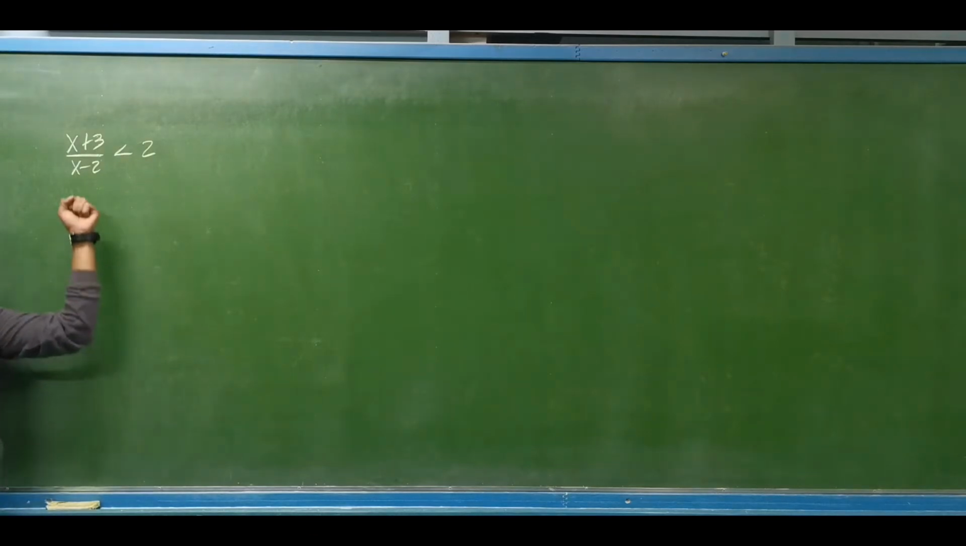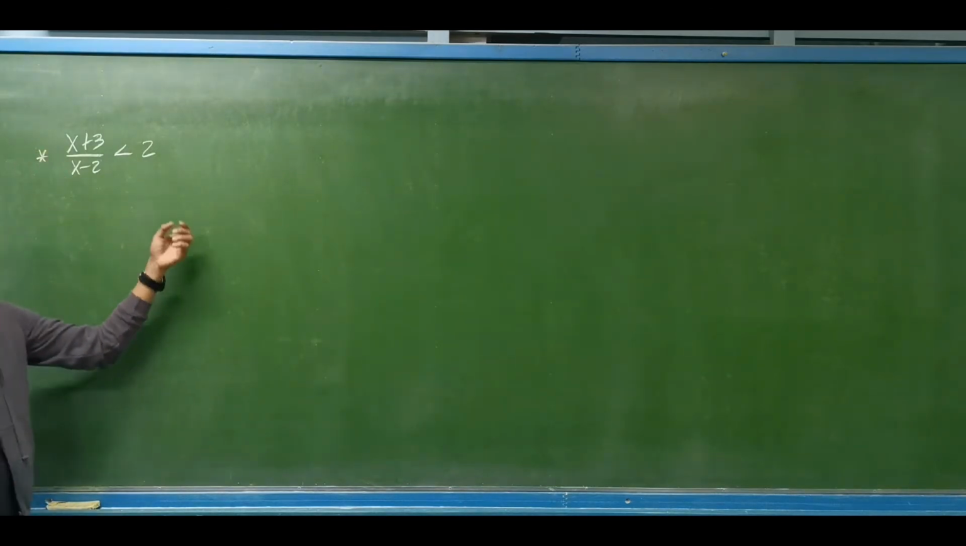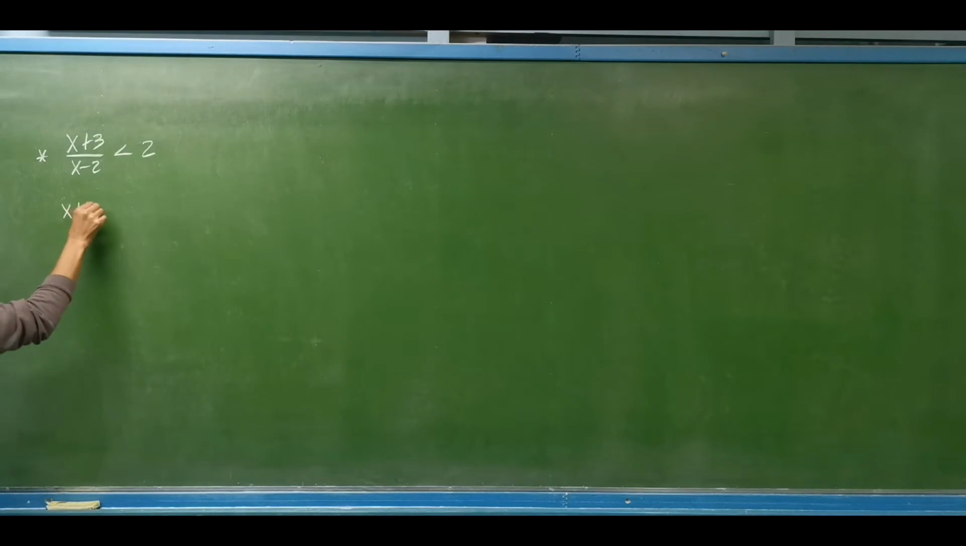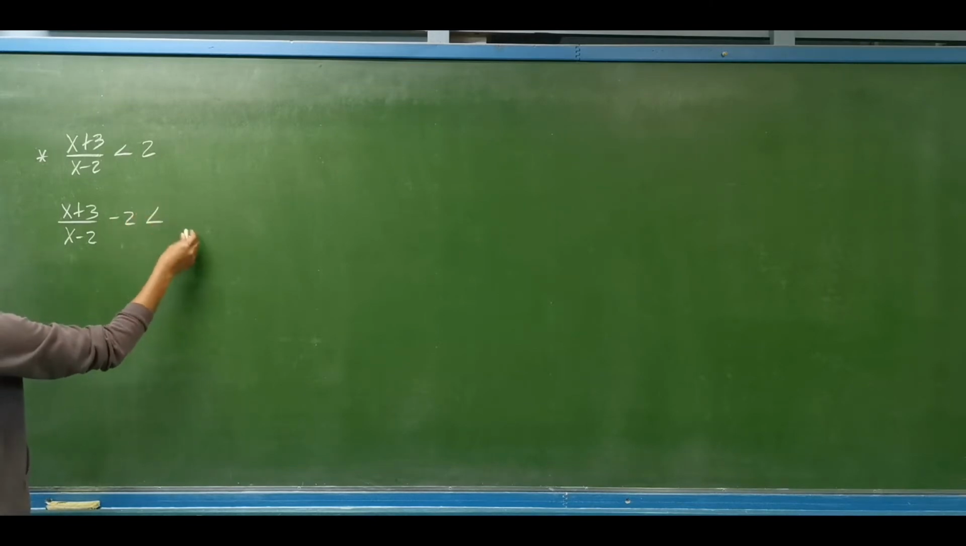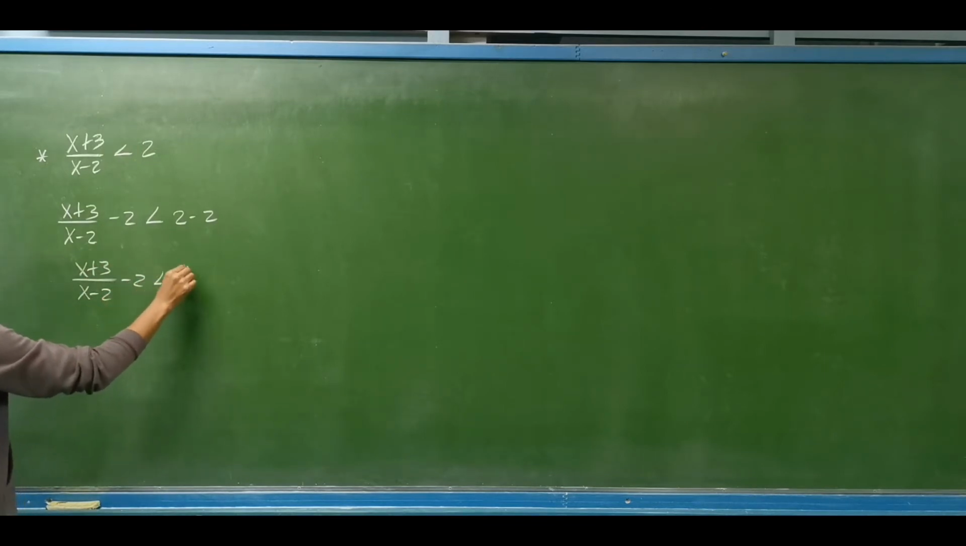Okay, so let's have this example: (x + 3)/(x - 2) < 2. To start the analysis, I think it's simpler if we let one side of the inequality be 0. So we have (x + 3)/(x - 2) - 2 < 2 - 2, to have (x + 3)/(x - 2) - 2 < 0.